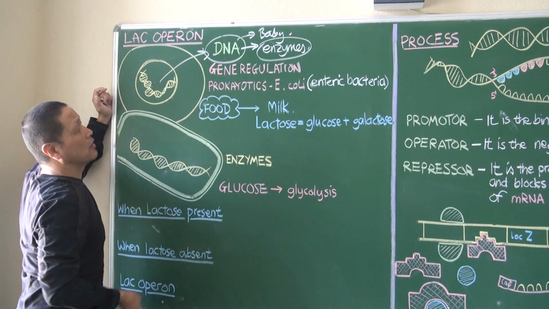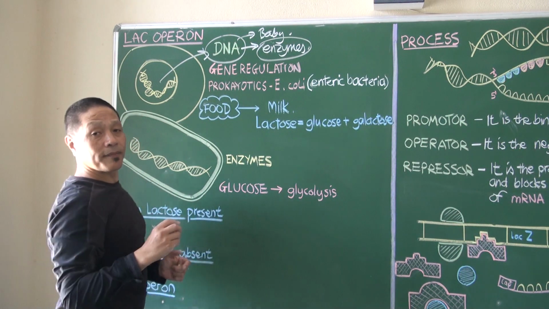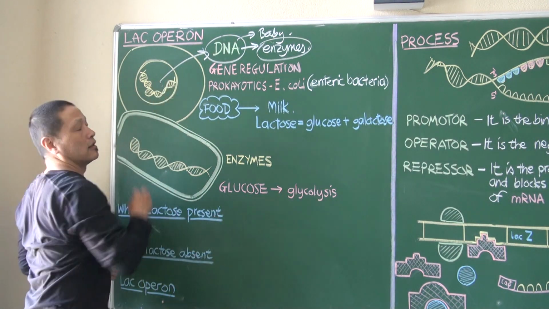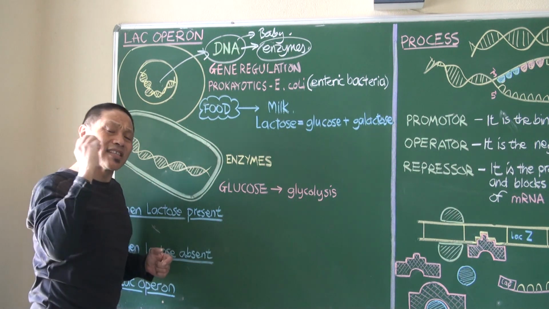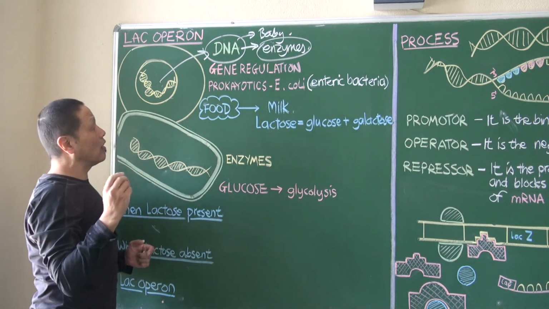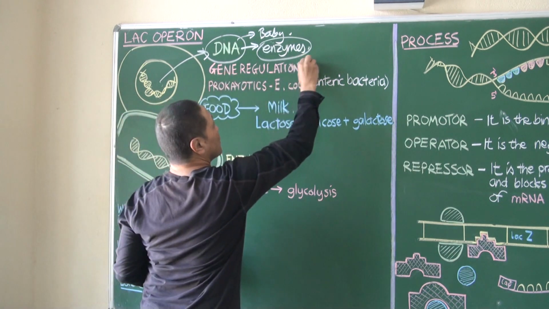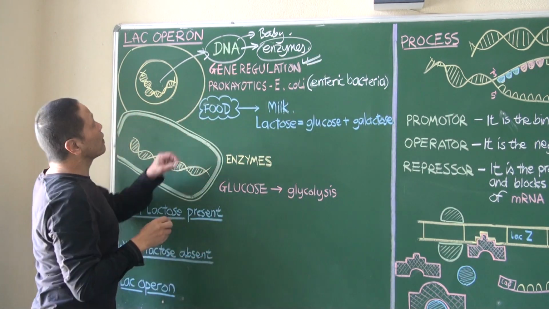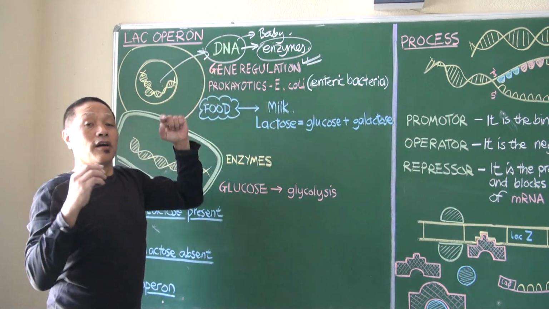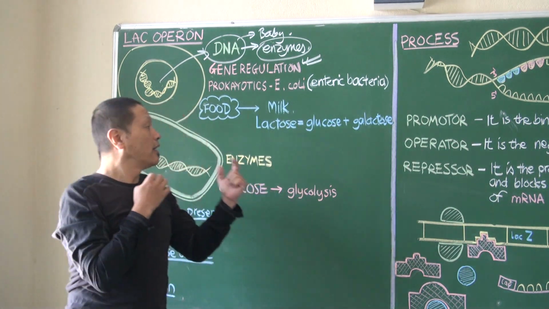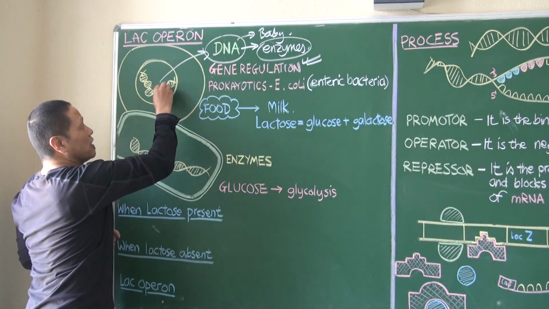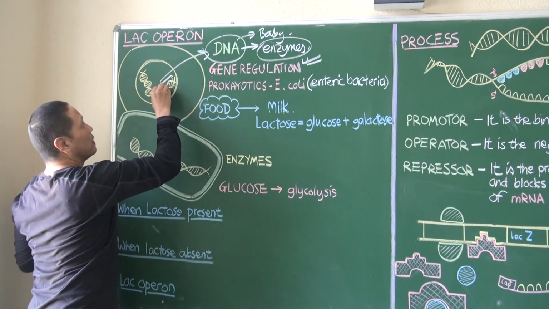Okay? So this monitoring of the copying of the DNA, or of the particular type of segments of the DNA, is known as gene regulation. Gene regulation is nothing but the regulation of the copying of DNA segments as and when required. Okay?